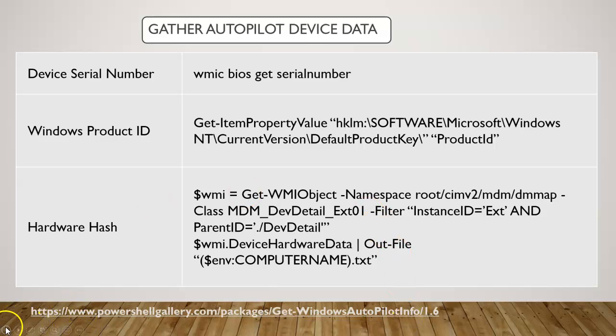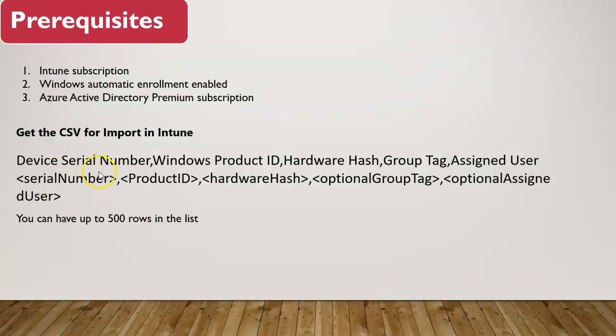Let me show you the output of the CSV format file, how it looks, by opening it in Notepad as well as in CSV format. This is the CSV format here, with device serial number, product ID, Windows hash, group tag, assigned user. This is the layout of the commands' output, and when you're trying to import from the Microsoft Intune portal, you have a limitation that a maximum of 500 rows can be imported at once within that file. Let me open that file and show you how it looks. This is the file.